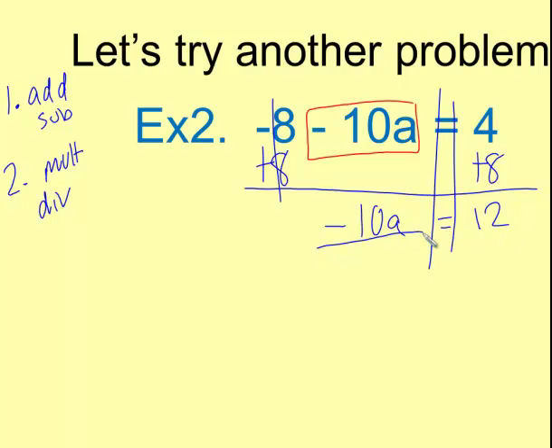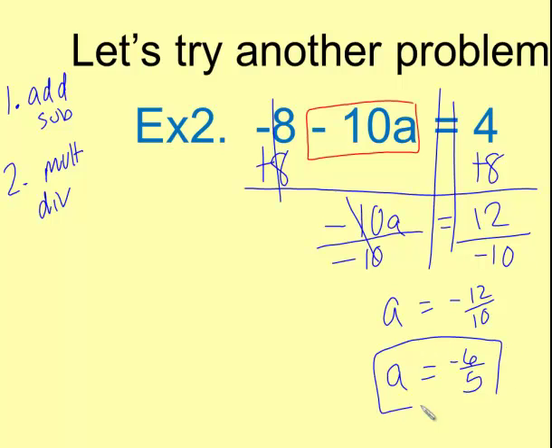So now I need to divide by negative 10 and divide by negative 10. So I get a equals negative 12 tenths. I can reduce that, so I need to reduce that. So a equals negative 6 fifths. And that is my final answer.